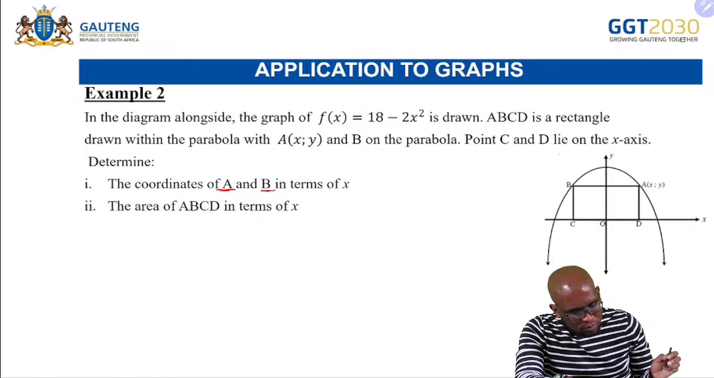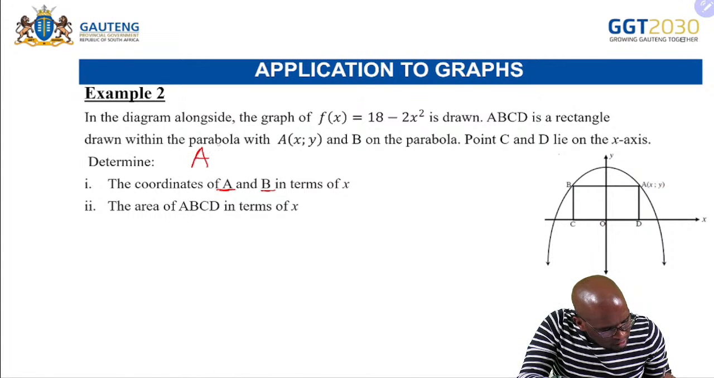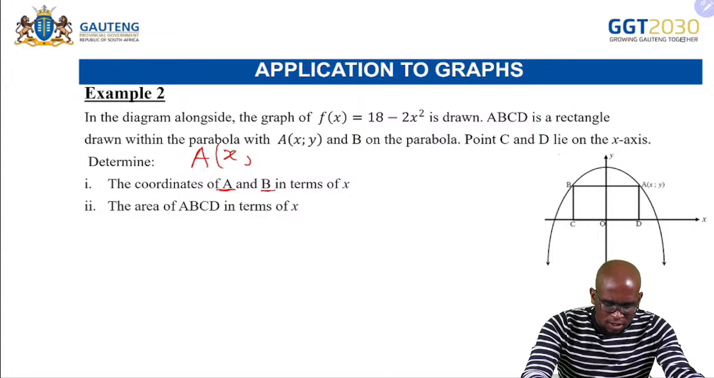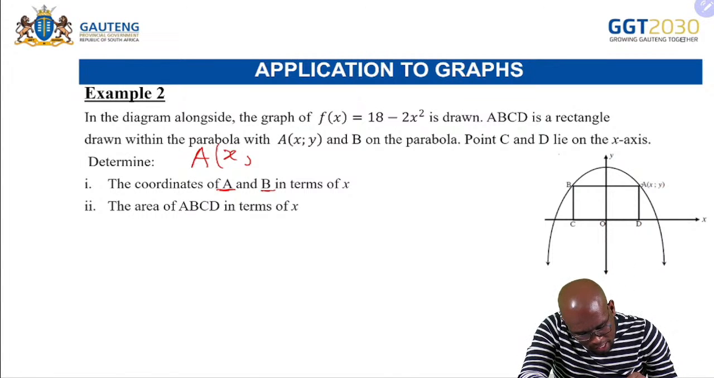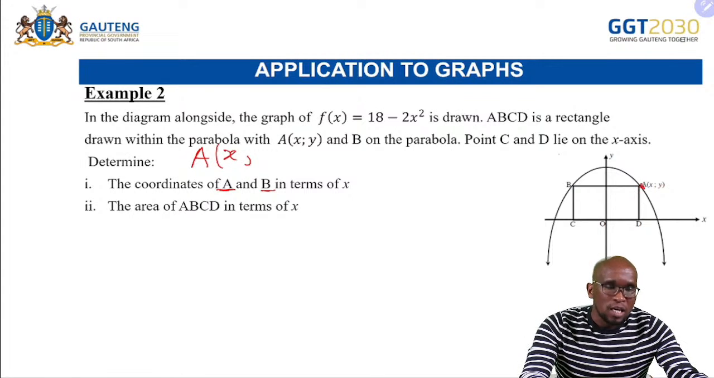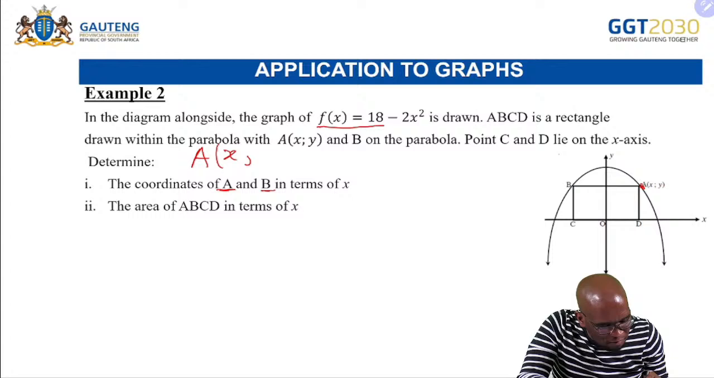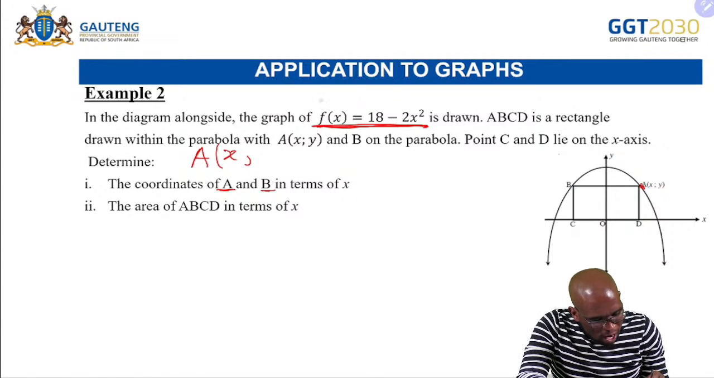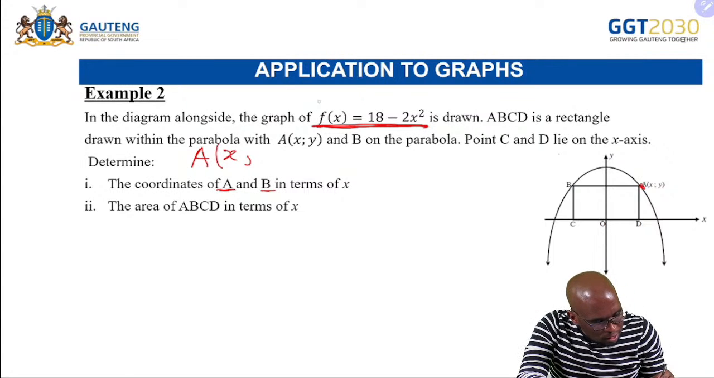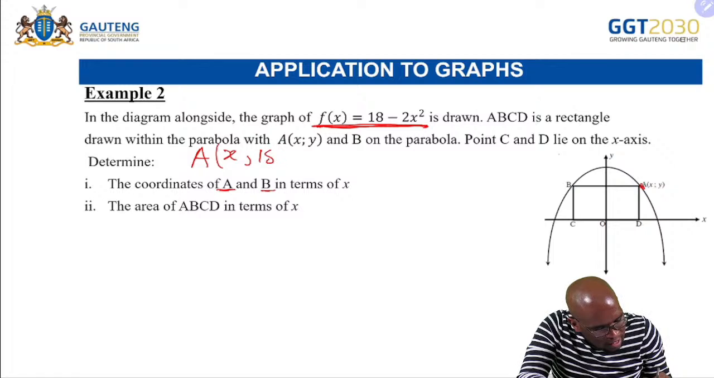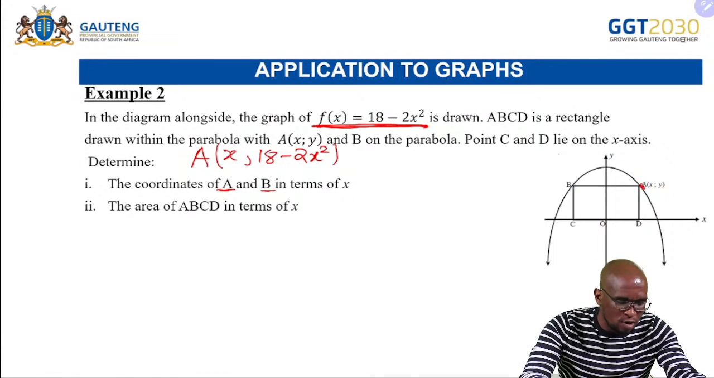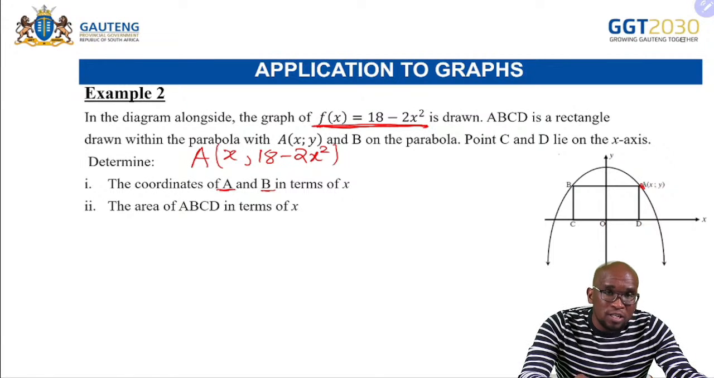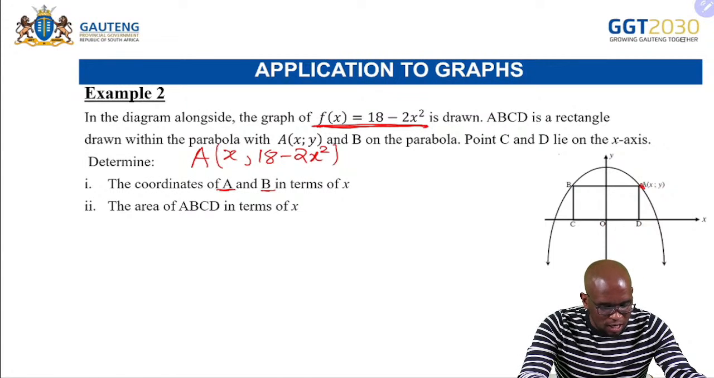Now, if you check the coordinates of A, the abscissa is x, and the ordinate is given by y. And this point A lies on the parabola. And we know that there's a relationship between the x and the y values of the parabola given as an input function. So we have the function here that gives us the relationship between x and y. It says y would be equal to 18 minus 2x squared. So where we see y in this case, we can put 18 minus 2x squared because it lies on the parabola. If the abscissa is x, then the ordinate would be governed by that particular equation. So we've worked out the coordinates of A.